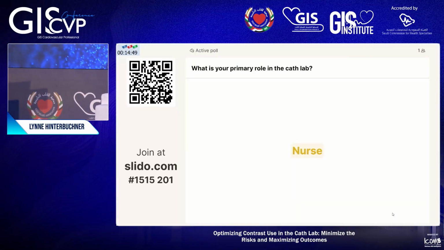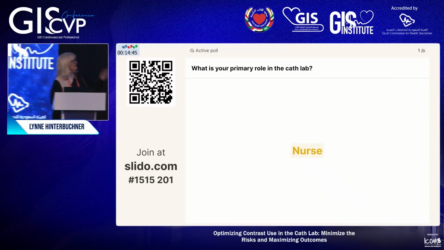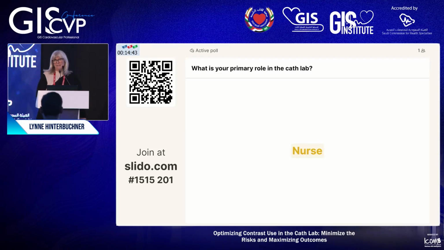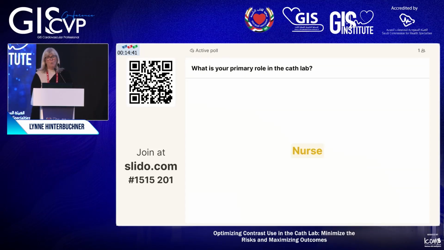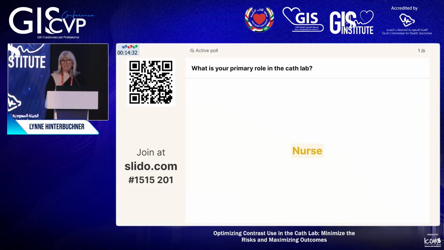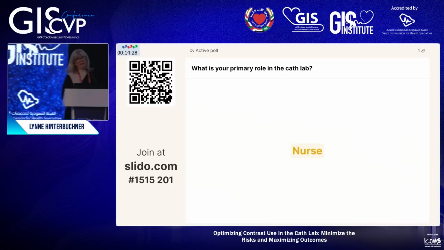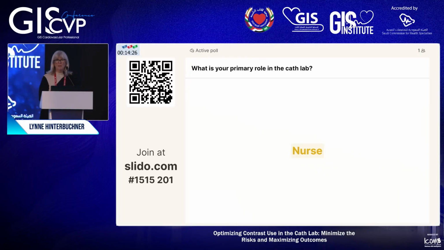But to get started, you all just got back from lunch, you're all kind of tired. Let's see if everybody's with me here. Scan the code up there and let's do a little bit of a questionnaire here. What is your primary role in the cath lab? This will help me in identifying how important contrast use is to you in your profession while working in the cath lab. So download that. You'll come to a questionnaire.